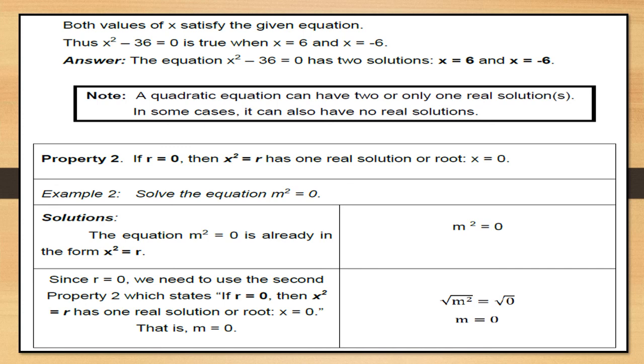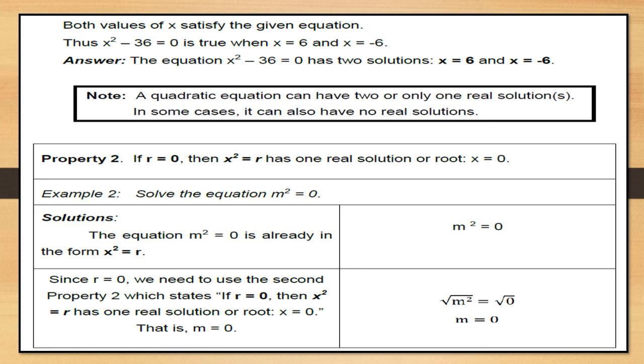Thus, x squared minus 36 equals 0 is true when x equals 6 and when x equals negative 6. So the answer: the equation x squared minus 36 equals 0 has two solutions, x equals 6 and x equals negative 6. Note: a quadratic equation can have two real solutions or only one. In some cases, it can also have no real solutions.